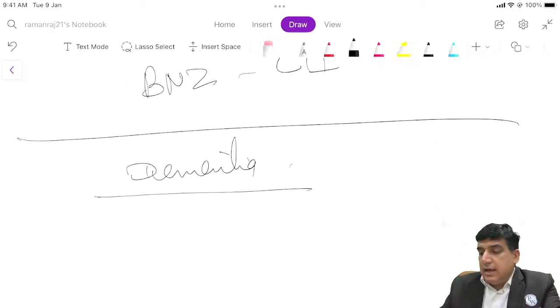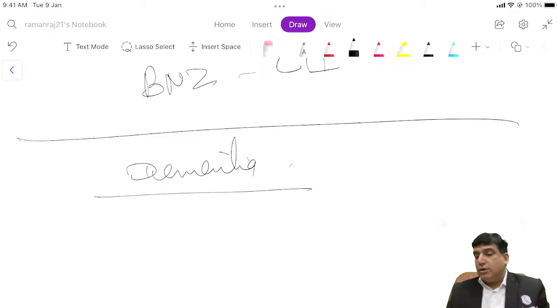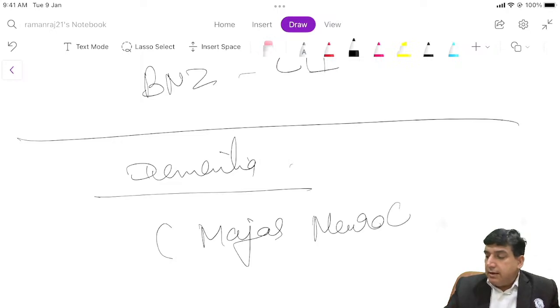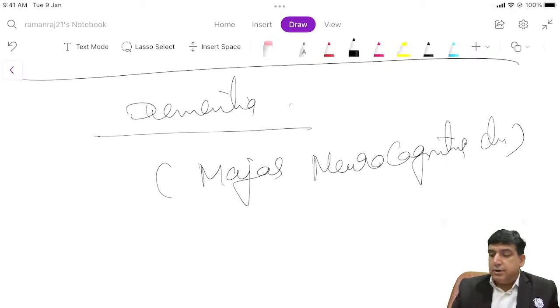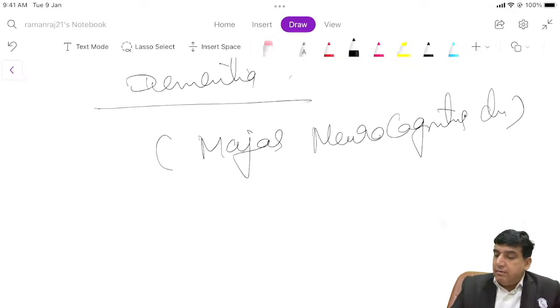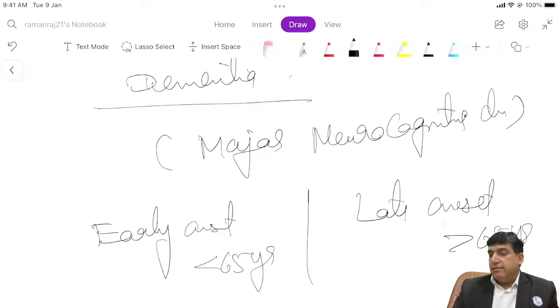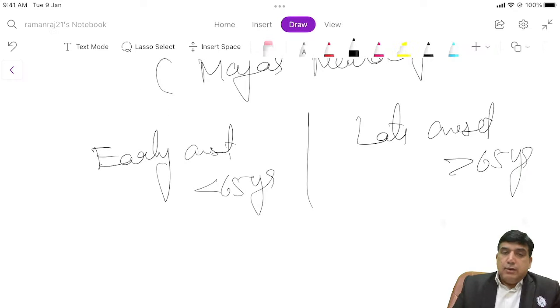Dementia is another important topic they are targeting again and again. So briefly I will tell you. It's a major neurocognitive disorder. Now in DSM-5 and ICD-11 we count it as a major neurocognitive disorder. We have early onset dementia, and we have late onset. Late means more than 65, early onset means less than 65.